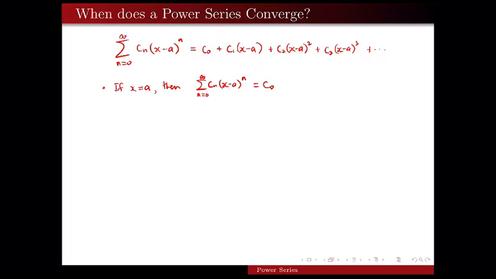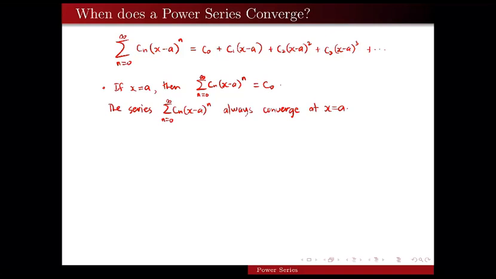Therefore, the series converge. Okay? The series converge. So this means that the series, let us write that series, the series sum Cn (x minus a) to the n from 0 to plus infinity, always converge at x equals a. At x equals a. At the center. Okay? It will always converge at the center.